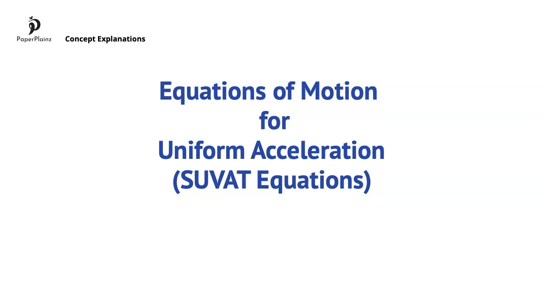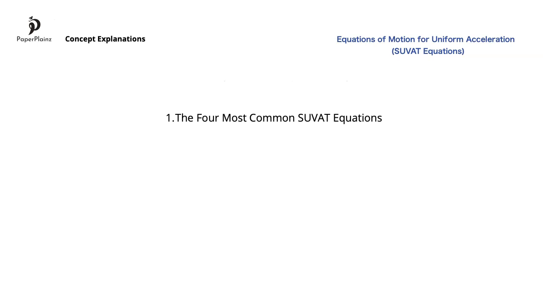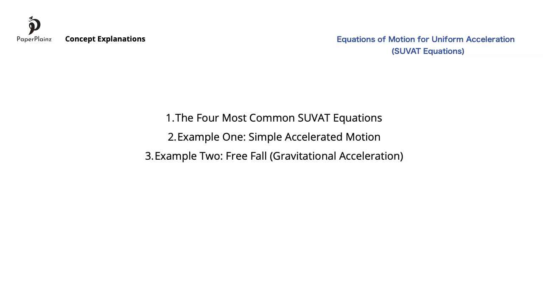This video is about equations of motion for uniform acceleration, more commonly known as SUVAT equations. We will talk about the four most common SUVAT equations and the variables in these equations. We will solve a more straightforward example of uniform acceleration, and we will discuss another, a bit more complex example involving free fall, or in other words, acceleration due to gravity.